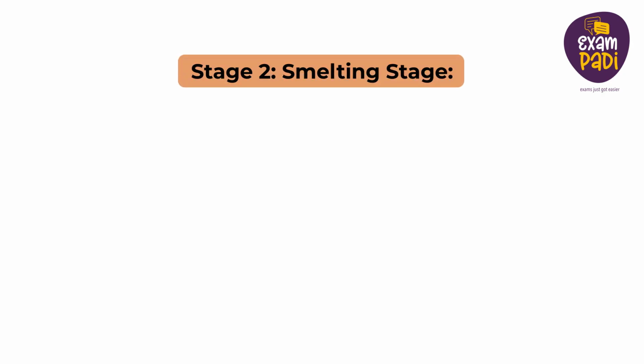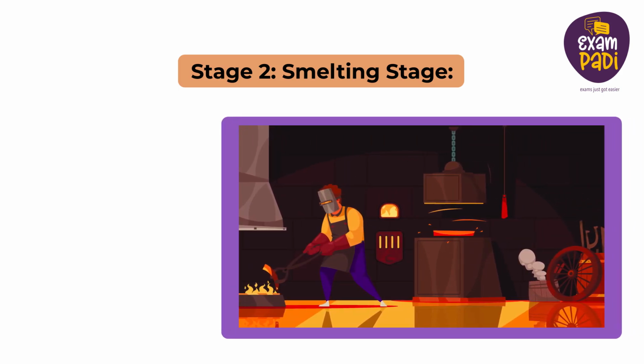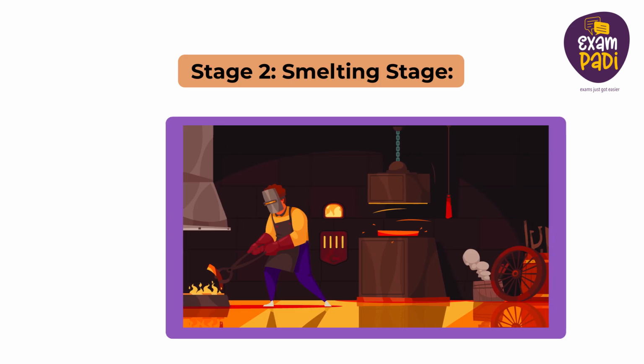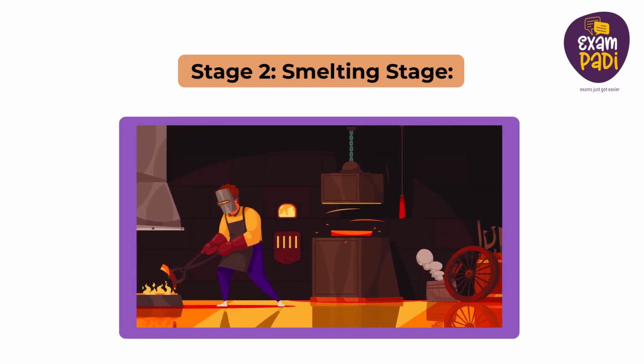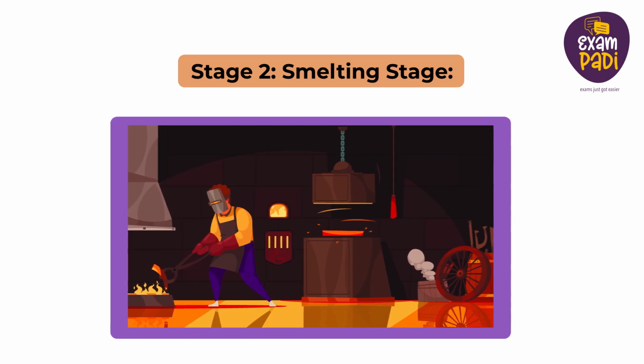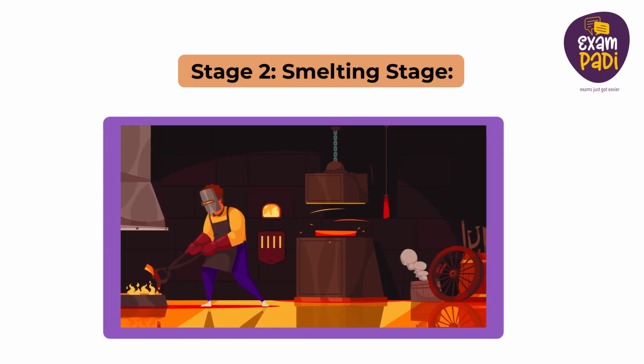Number 2, this is called the smelting stage. The metal ore is heated in a furnace until the metal melts into a liquid form. This process is called smelting. It is then separated from other impurities that have mixed with it.